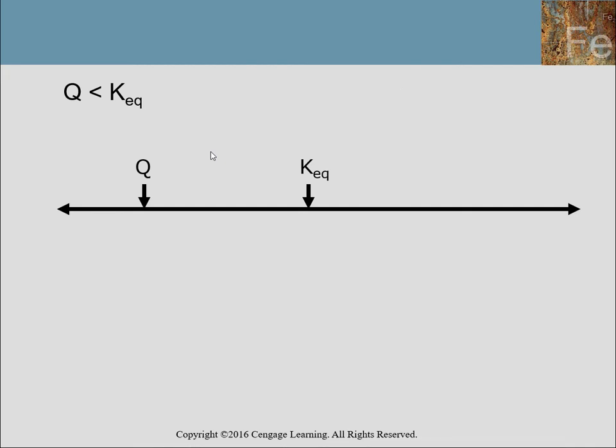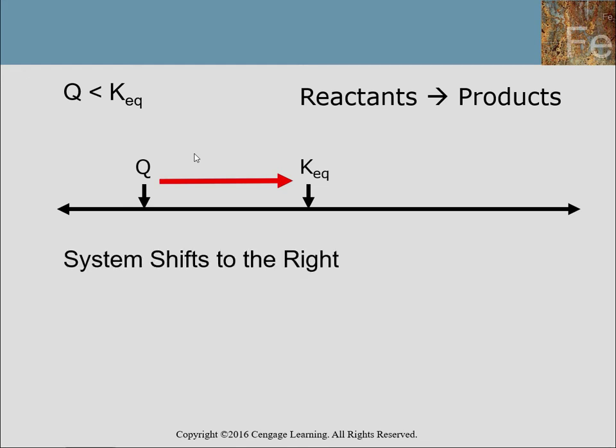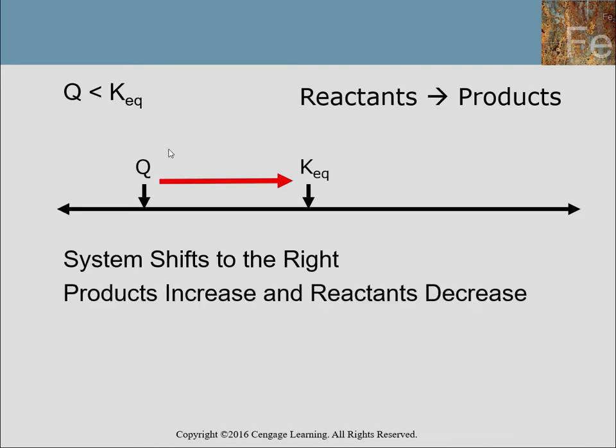If I try to go from Q to KEQ, you actually have this movement of the reaction from left to right. Now, in a typical equilibrium, a typical reaction, left to right means I'm going to take my reactants and turn them into products, which means my products are going to go up and my reactants are going to go down. So the system goes from left to right, and is going to make the products go up and the reactants go down. And the reverse is true if my Q happens to be on the other side.